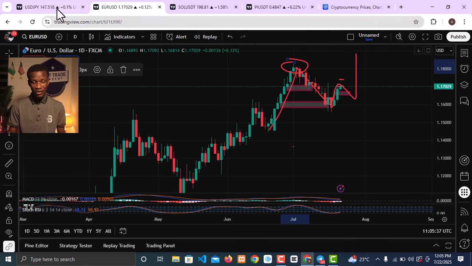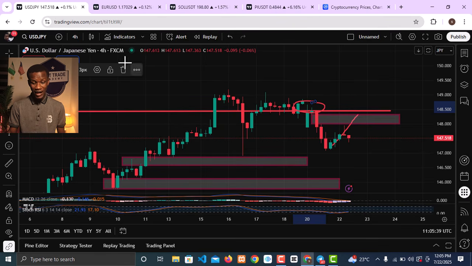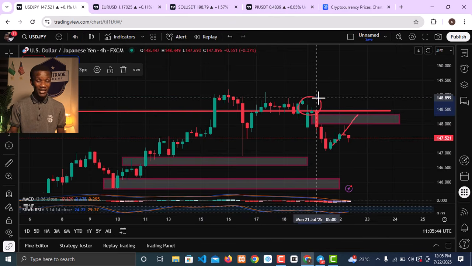More especially if you come to USDJPY, this semi gap is very, very important. Take note of it and trade in line with the trend.